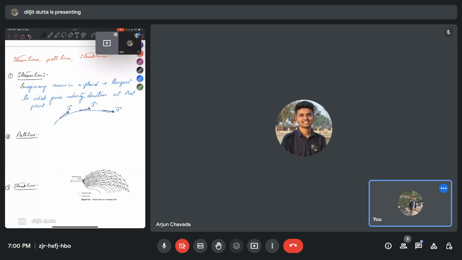Now second is the path line. It is like following one particular fluid particle. If we take one particular fluid particle, how the fluid particle has moved over time, and then tracing that path of that particle will give the path line. Tracing the path of a fluid particle.